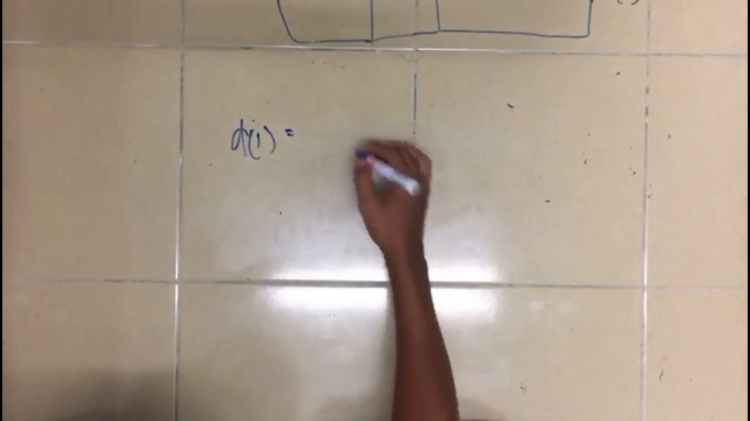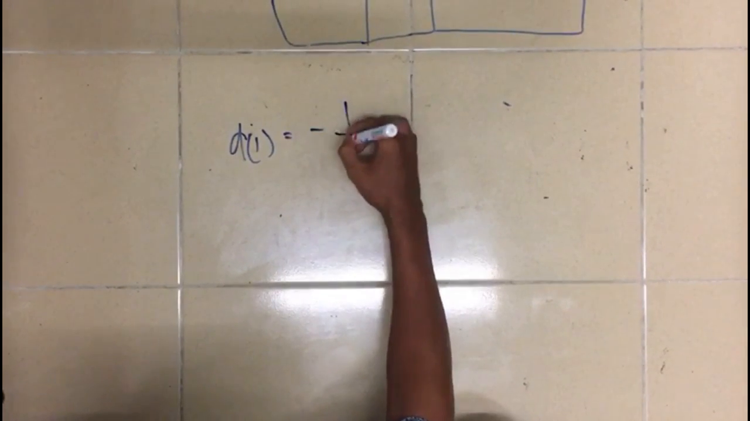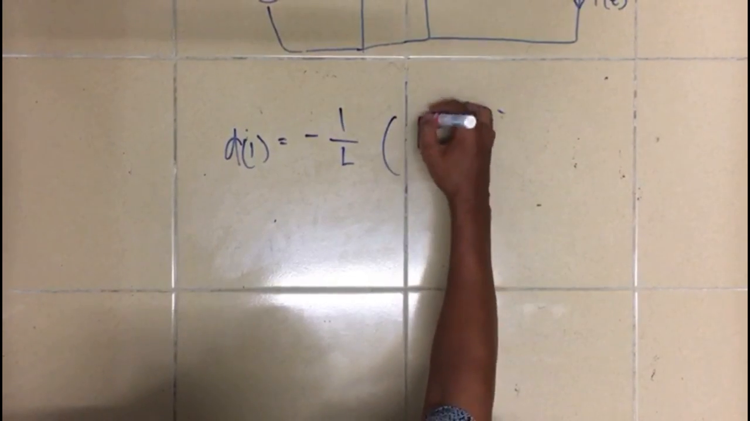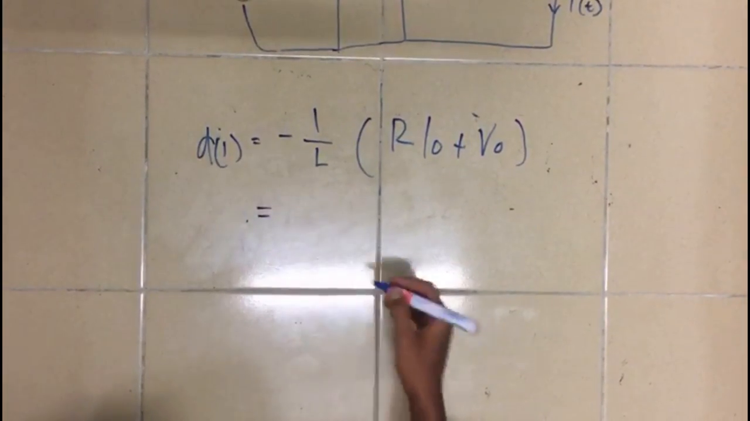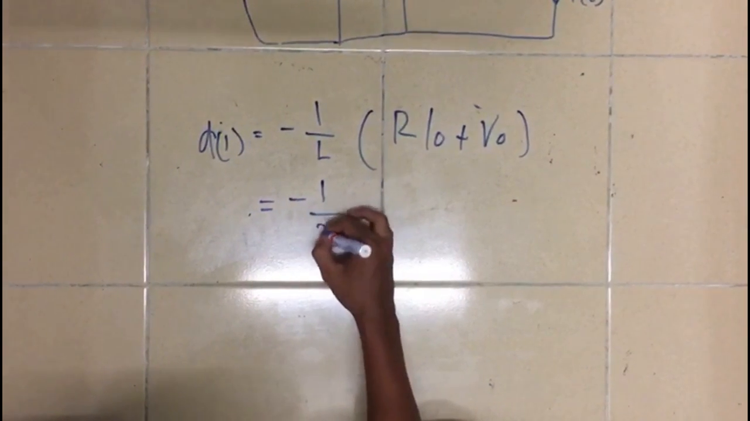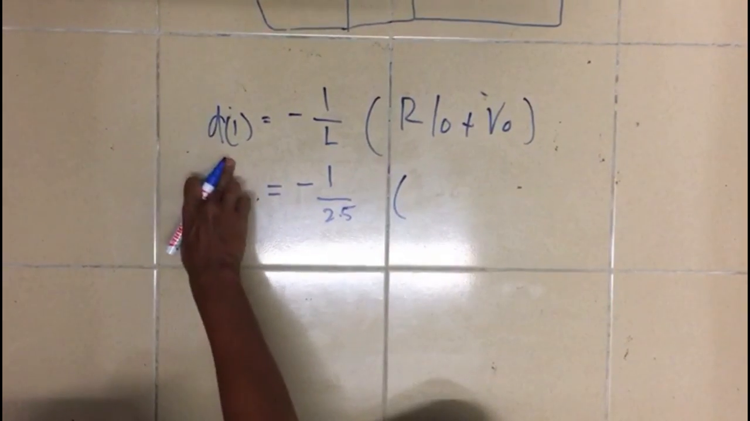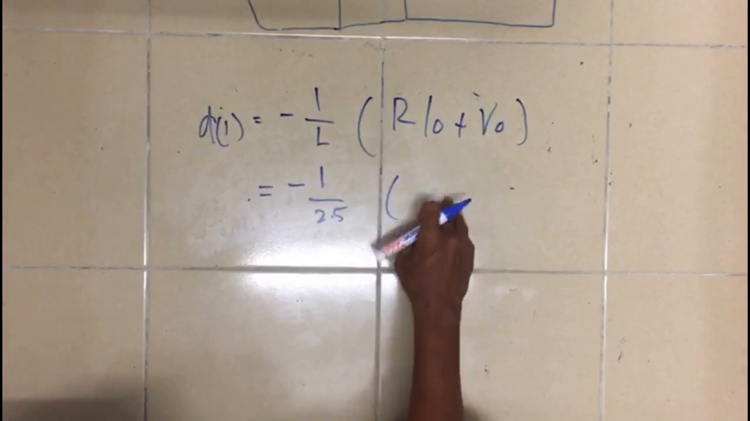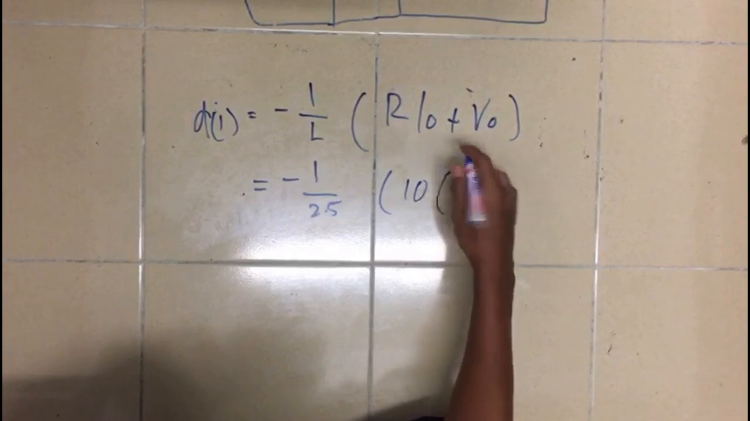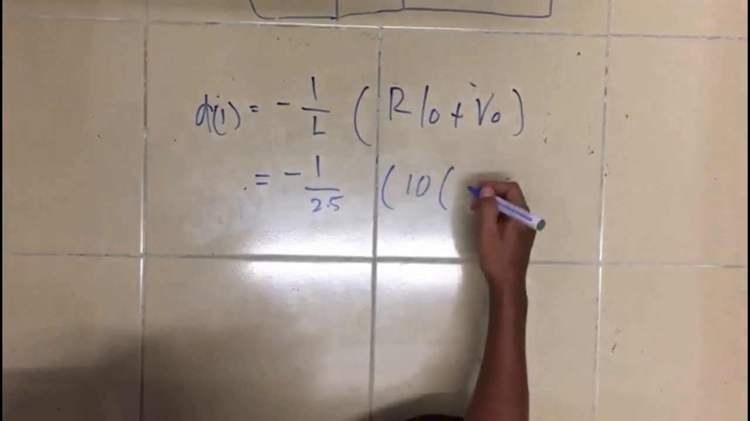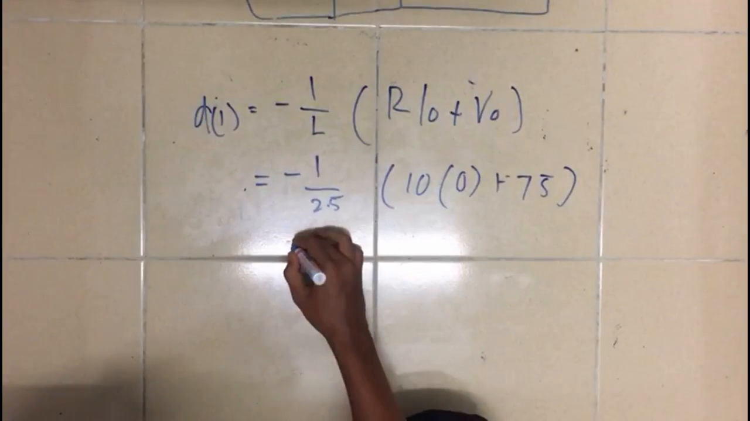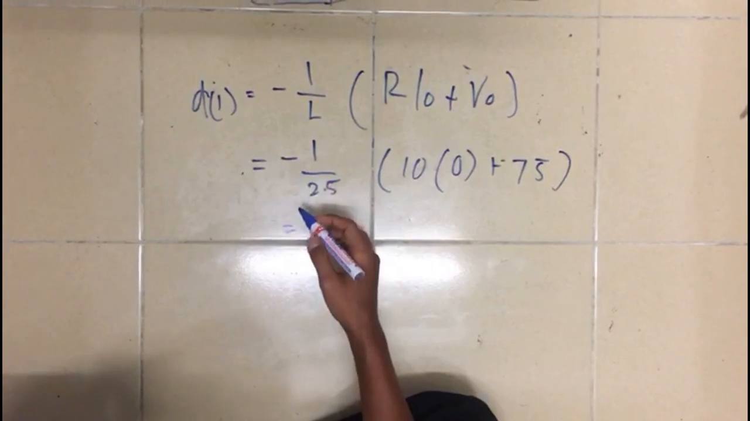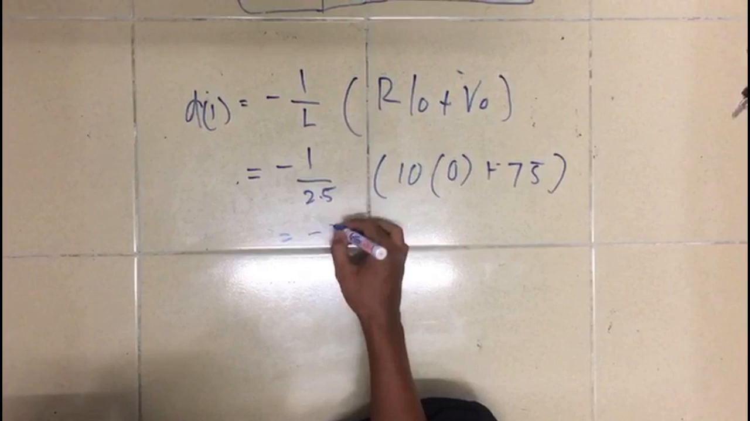Next, we must know the other equation, the differentiated equation. This is negative 1 over L, bracket R times I0 plus V0. Then we substitute the values to find the value of the current using this differentiation formula. We know before this we got 0 ampere, and we got 75 volt. So the value of di/dt, we got negative 30 ampere.